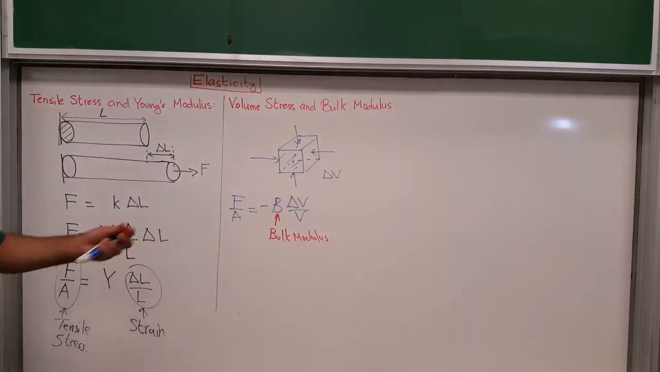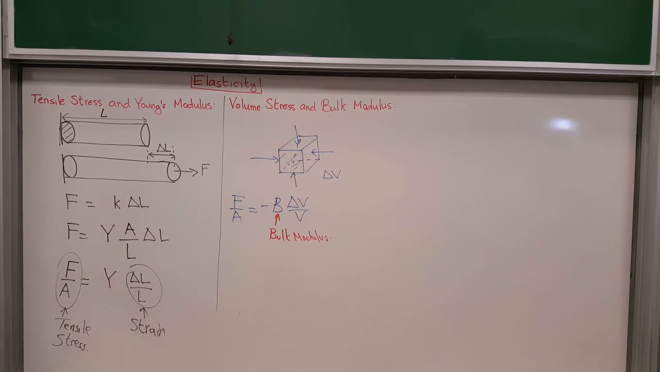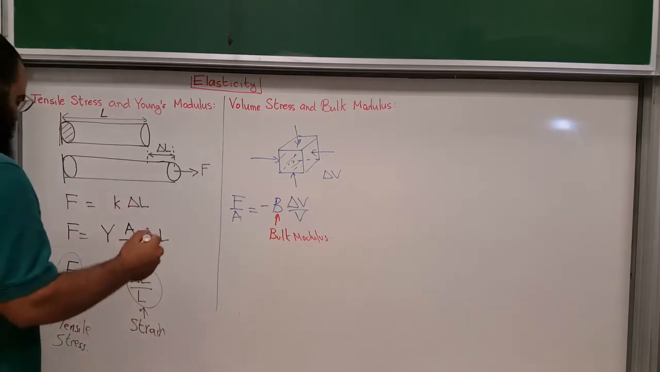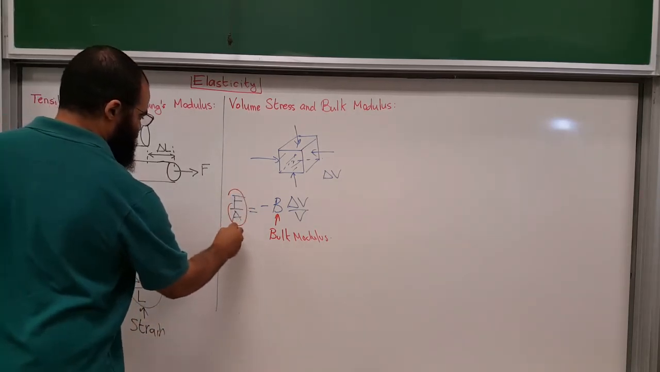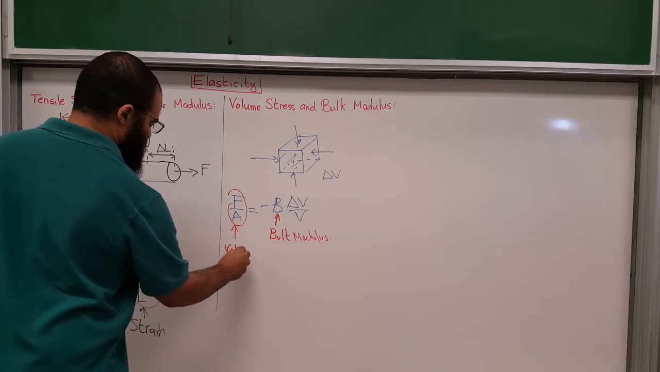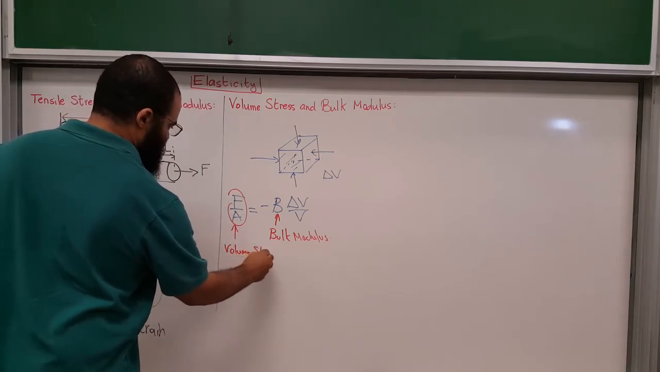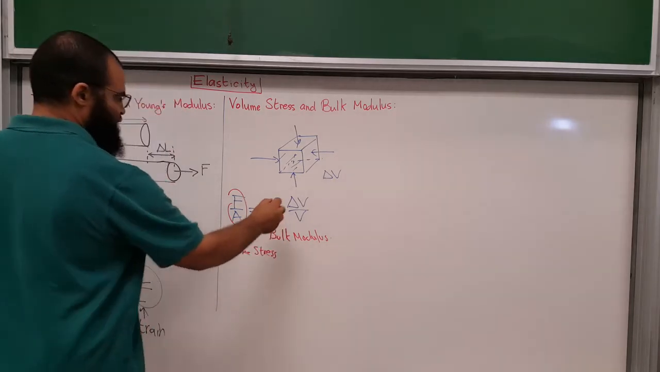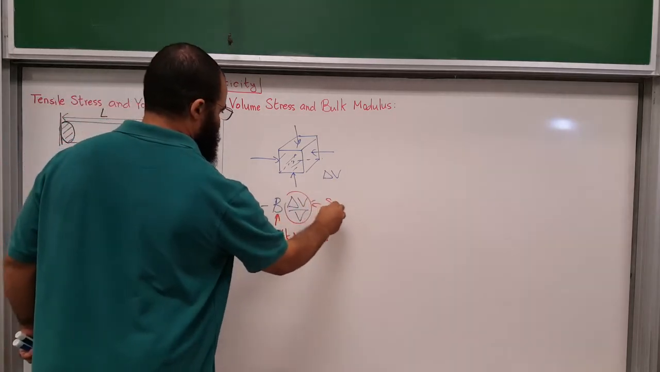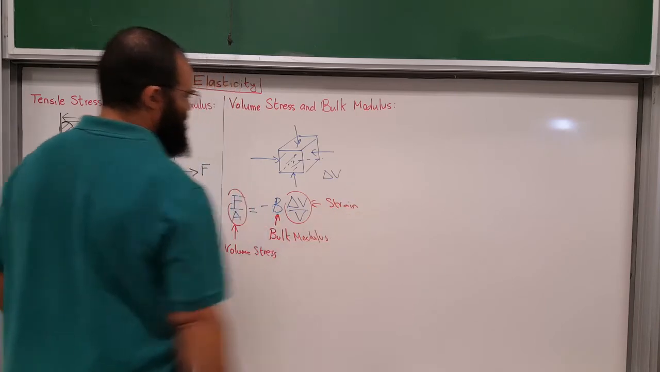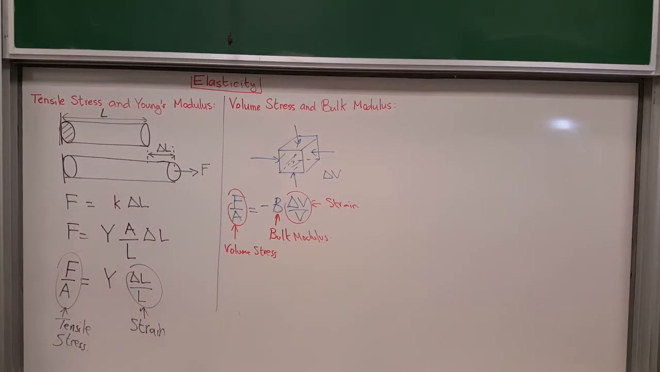All right. And there are different values. I think I've read them for you earlier. This is called the volume stress. And this is the strain, or volume strain, or bulk strain. Okay, volume stress and then the volume strain.